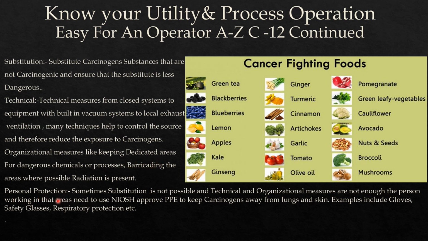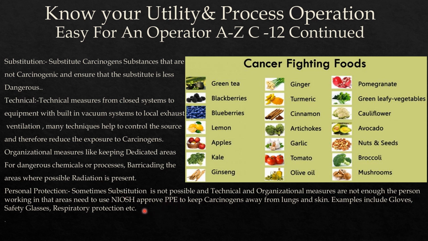Then comes the personal protection. Sometimes substitution is not possible. Technical and organizational measures are not enough. Then the person working in the area exposed to carcinogen chemicals will be affected. The person working in that area needs to use properly shaped PPE to keep carcinogens away from lungs and skin. Examples include gloves, safety glasses, and respiratory protection with a full face piece or half face mask with positive pressure or self-contained breathing apparatus.